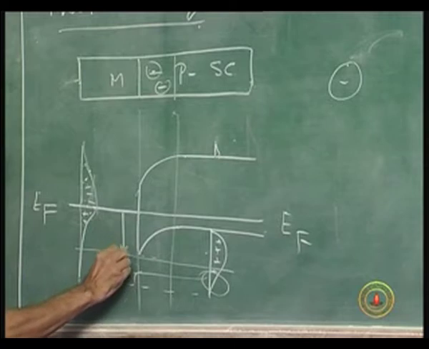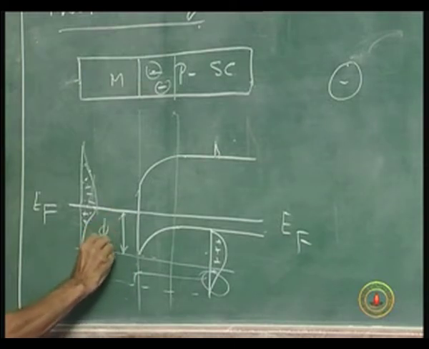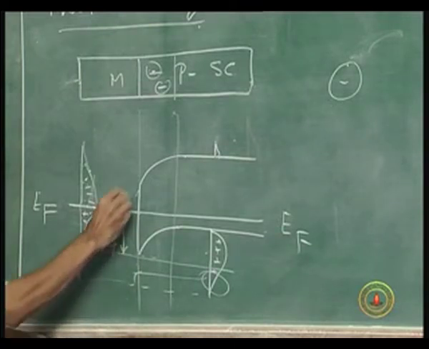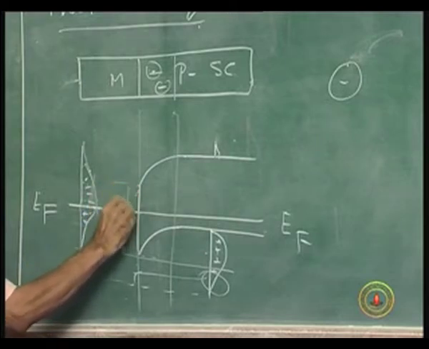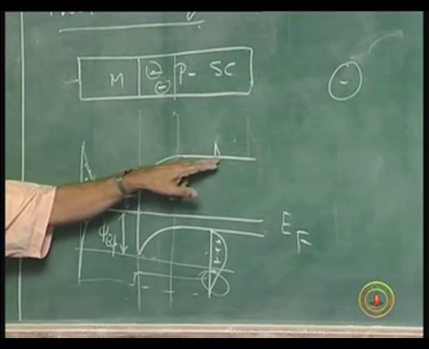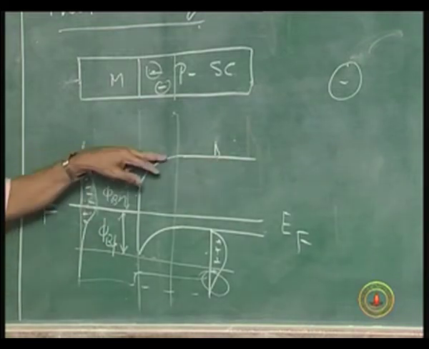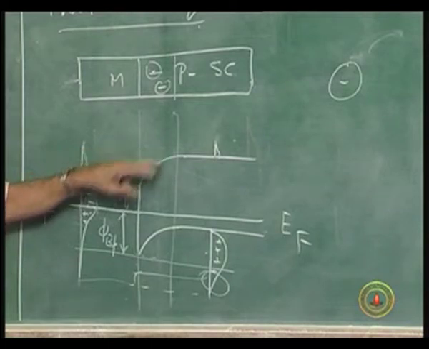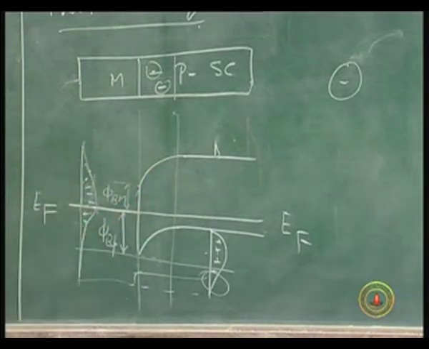What is this actually? Phi Vp, and this is actually phi Bn. We do not have to worry about phi Bn now, because this is small and this is up to that point. Okay, now, we will see what happens to this energy band diagram.